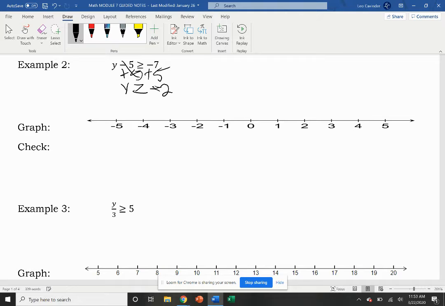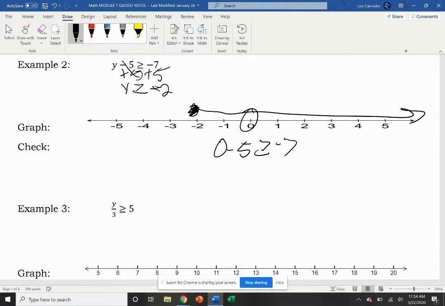So now we're going to plot it. This one is going to be a closed circle because remember that line underneath, so we're going to fill in negative 2. We're going to go in the direction that it has, and we're going to go in that direction. And we can check it. Let's do 0 because 0 is pretty easy. So 0 minus 5 is greater than or equal to negative 7.